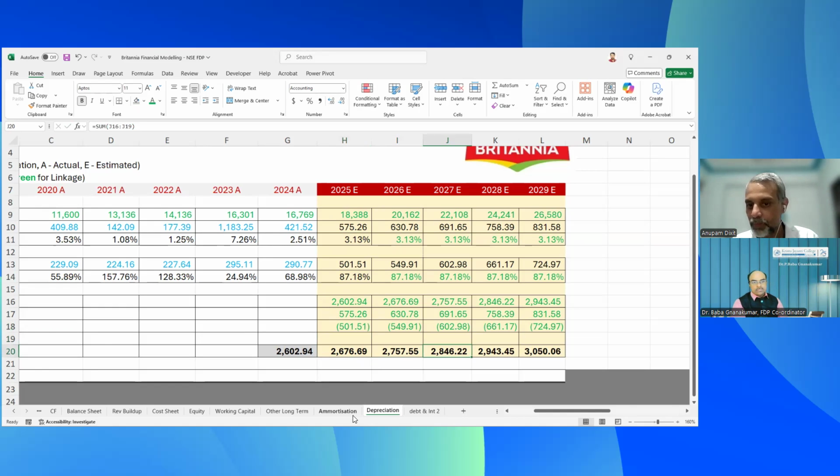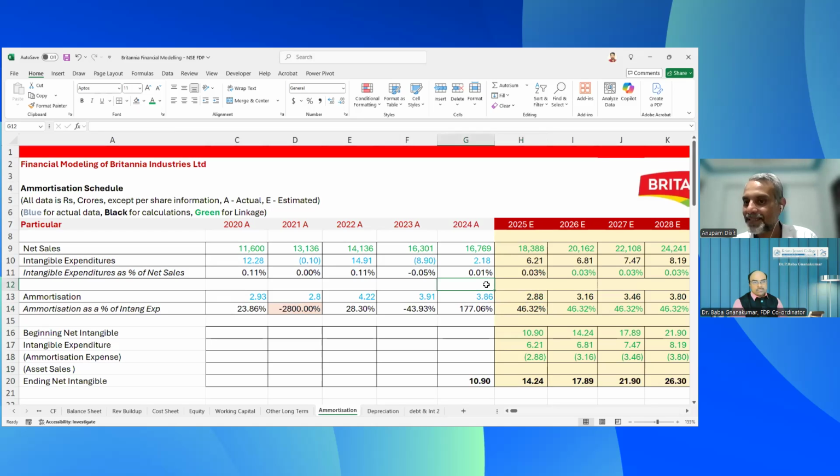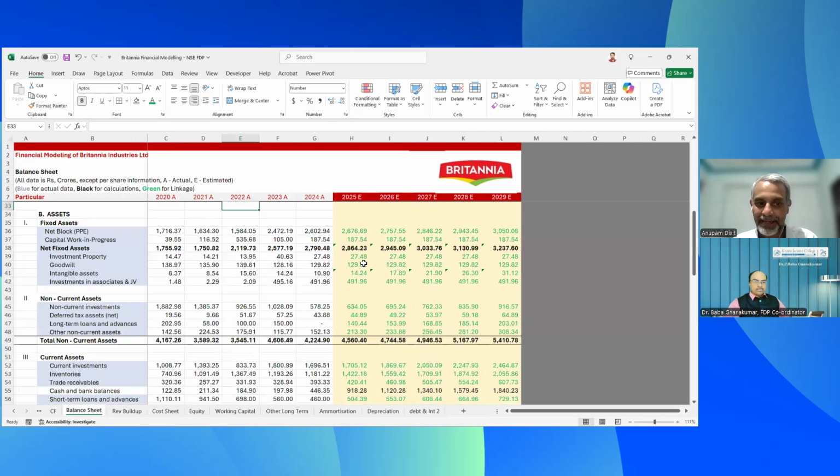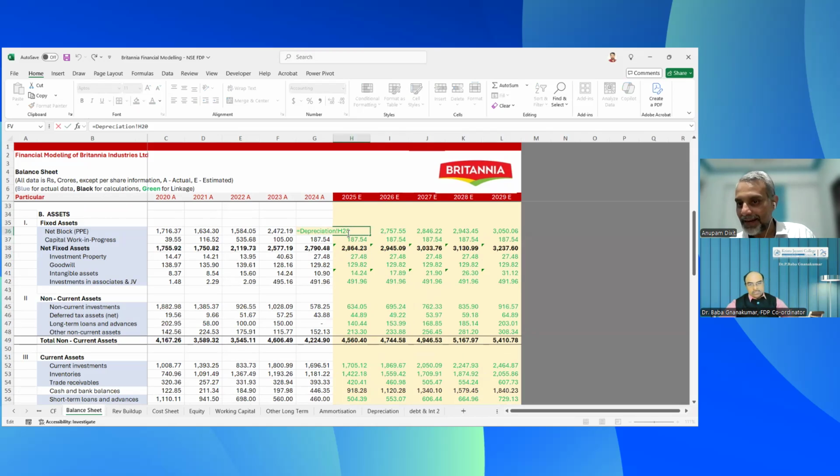Similarly, we do it for the intangible assets, right? We have taken the amortization value and calculated the ending net intangibles. These values, again, we have taken back to the balance sheet, right? So let's go to that balance sheet and the net block of fixed assets. This value is coming from the depreciation sheet, right? This value is coming from depreciation. So now we are done with depreciation, we are done with amortization. That means we are done with the fixed asset sheet, right?